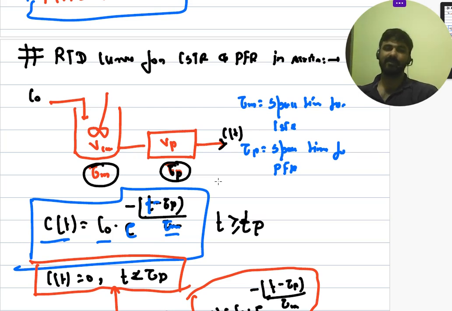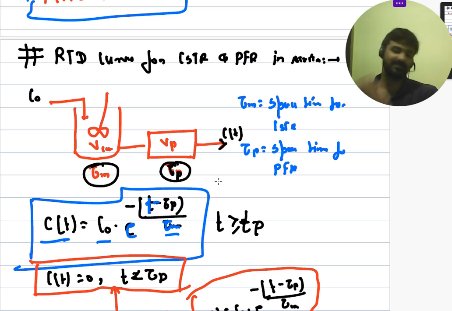But now coming to RTD experiments for CSTR and PFR in series, you can see that the concentration curve C(t) will be equal to C naught into e to the power minus (t minus tau p) divided by tau m when t is greater than tau p, and that will be equal to 0 when t is less than tau p. Because till t equals tau p, you won't be able to get any concentration, because the molecule has to travel inside the PFR also. So once it comes out of the PFR only, then you'll see any signal for the concentration of the tracer, right? And this is valid when we are connecting CSTR and PFR in series, or first PFR and then CSTR in series.